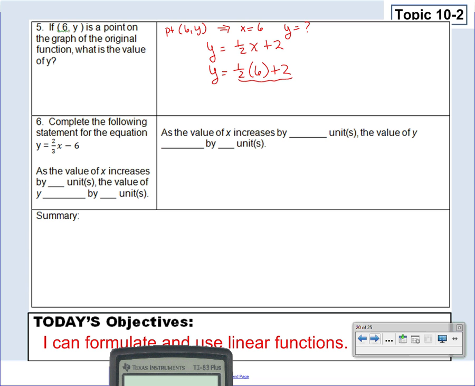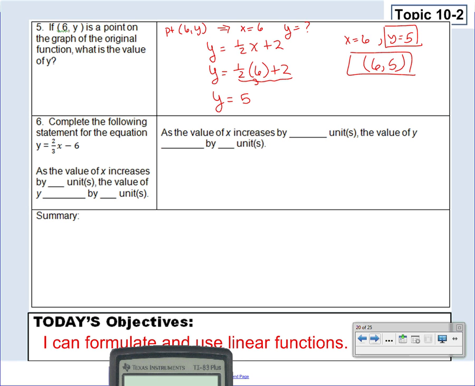Notice on the right-hand side, all of these are numbers, so you can type that into your calculator or you can solve it on your own. 1/2 times 6, this is 3. 3 plus 2 gives us 5. So we know when x equals 6, our y is equal to 5. So our answer could look like an ordered pair, or the answer could be in the form of just telling me what y is equal to.